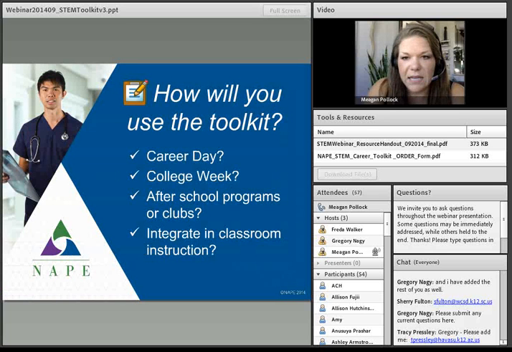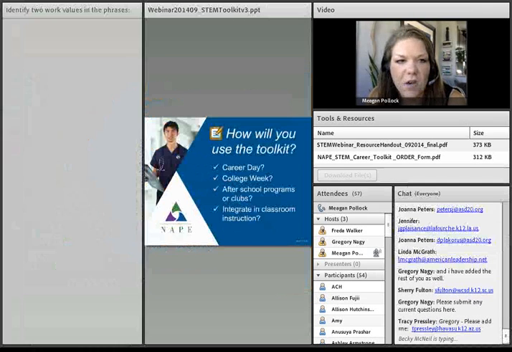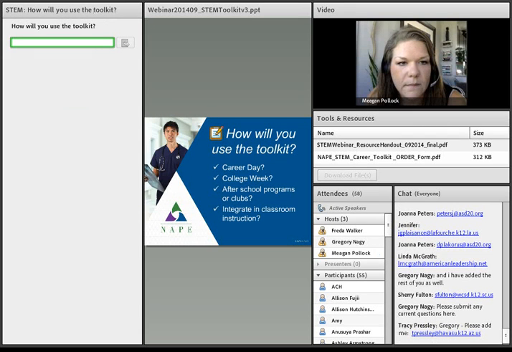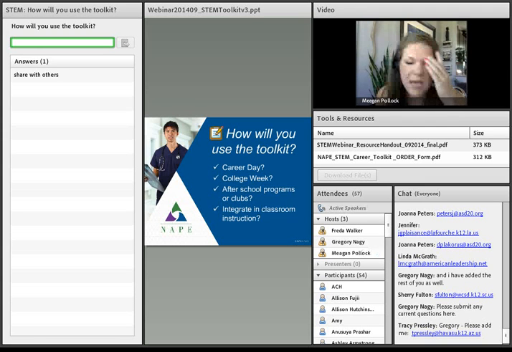Before we wrap up, I want to ask you, how will you use the toolkit, or how do you see yourself potentially using the toolkit? I'm going to open up the poll here. All right, so tell me, what are some ideas that you have on how you can use these ideas? How can you use a toolkit? How can you use this language, the messaging, the pathways, the work values? How can you use this in your job?